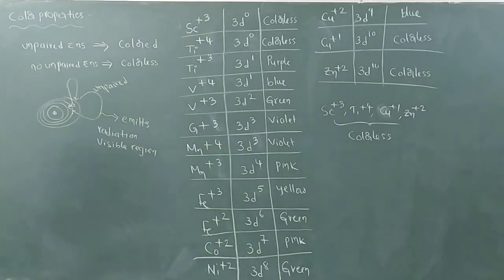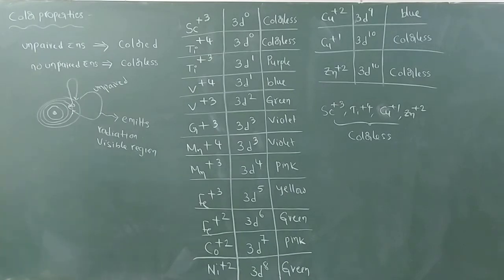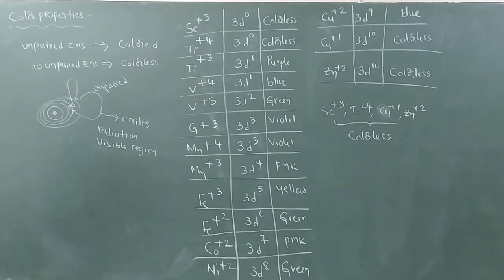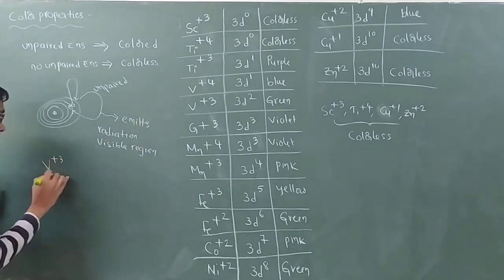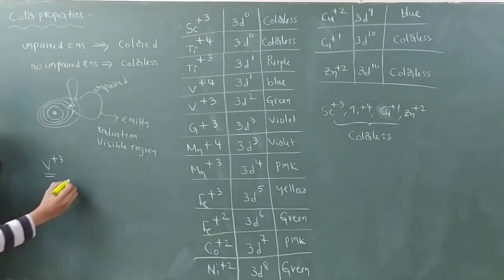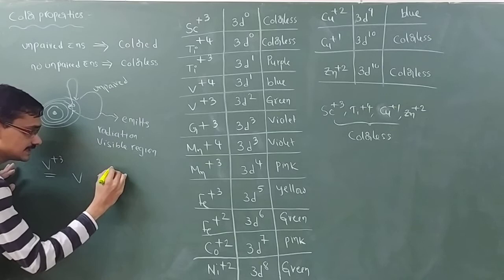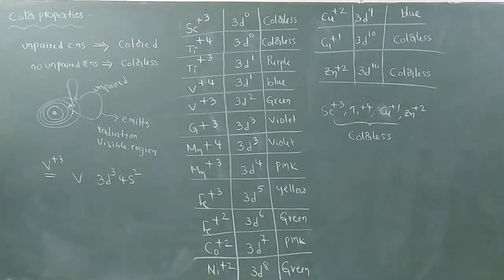The next important thing is how to write the electronic configuration, which we already discussed two times in the first class and the previous class. Again I am explaining how to make this configuration by taking one or two examples. Let me take vanadium plus 3. How to make vanadium plus 3? First of all, take vanadium. The configuration will be 3d3 4s2. This is the general configuration of vanadium.